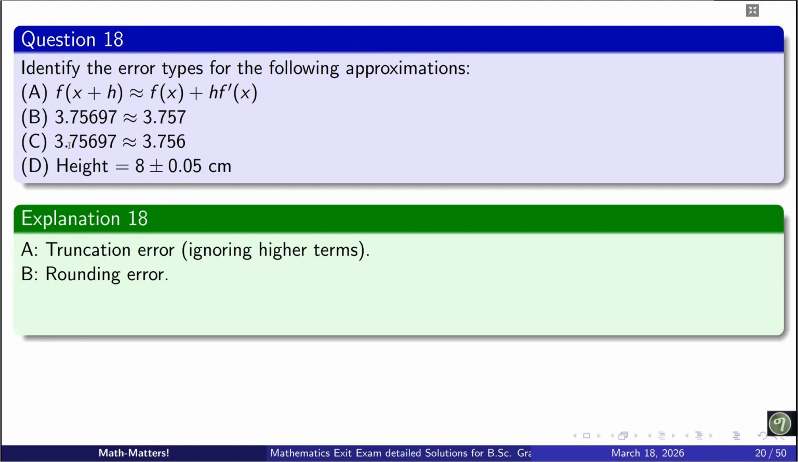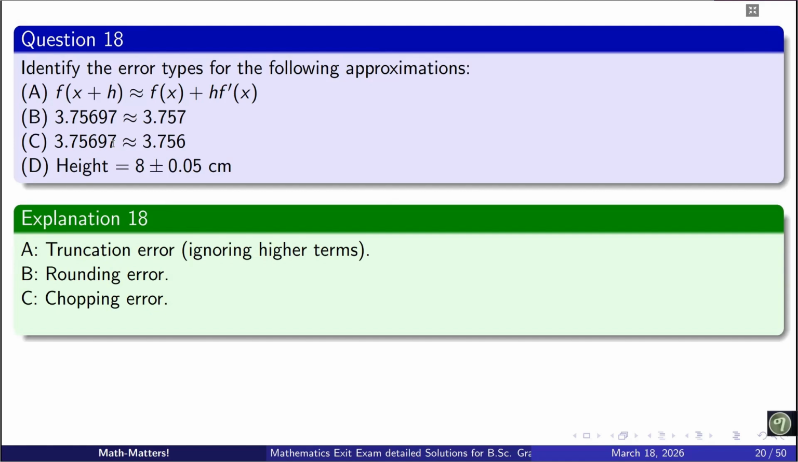C, that's 3.756 is obtained from this one. So that it is just 7.569, that is 7.56. So that 9 and that of 7 are ignored. So it is just like the first one, it is chopping or truncation error.